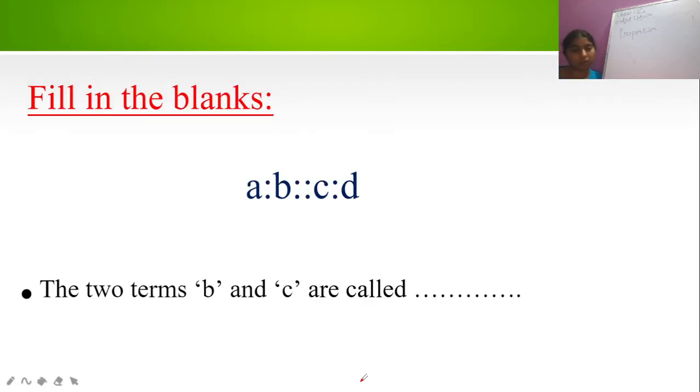Okay, now students, it's your turn to give me the answer. That is A ratio B proportion C ratio D. The two terms B and D are called what, students? Yes, very good. We call those terms the means. Right, very good students, let's come forward.